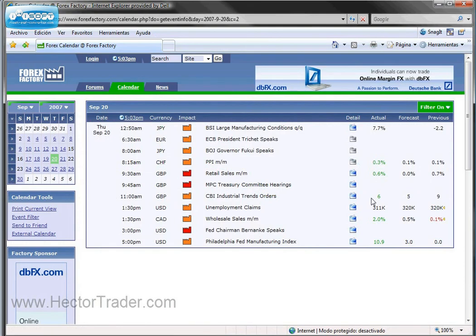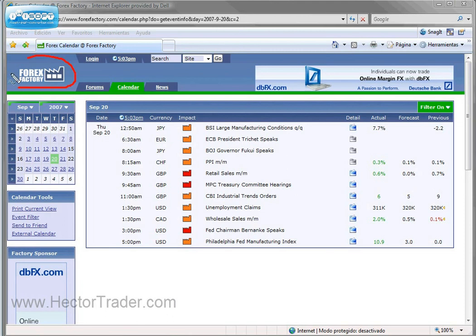Well, it happened because if I look at my economic calendar, this is the Forex Factory. You can go to the links section of my website. You will have a direct link to the Forex Factory economic calendar. In my opinion, it is one of the best. At 9:30 for the sterling pound, we had the retail sales.